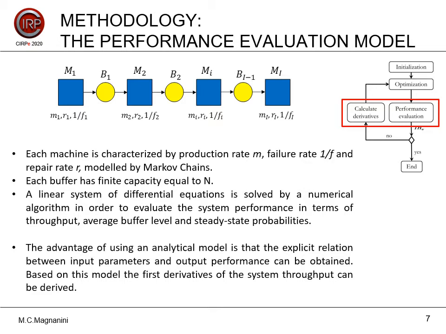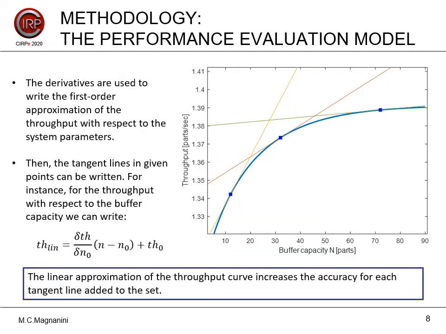The advantage of using an analytical model is that the explicit relation between input parameters and output performance can be obtained. In fact, based on this model, the first derivatives of the system throughput with respect to the existing parameters can be derived. Why are we interested in first-order derivatives? Because performance measures such as system throughput do not depend linearly on the system parameters.